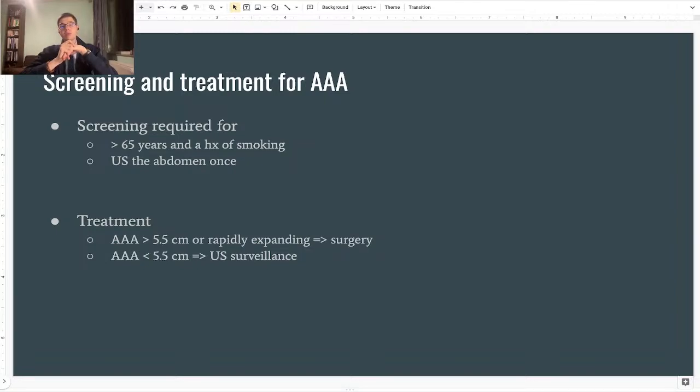In regards to the other fact tested for AAA, namely the treatment, we can treat it if the diameter is greater than 5.5 centimeters or if it is rapidly expanding. Otherwise, we use only ultrasound surveillance up until it crosses the 5.5 threshold, when we can intervene surgically.